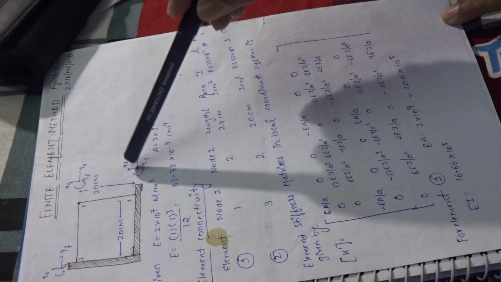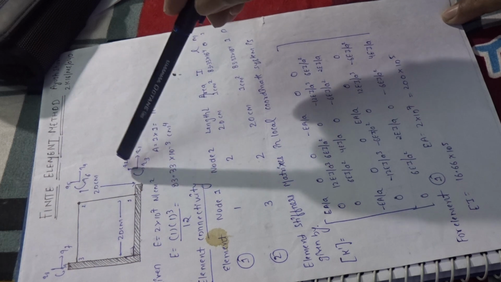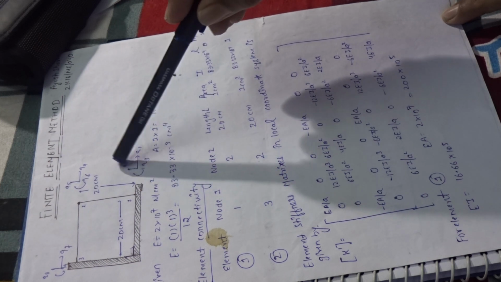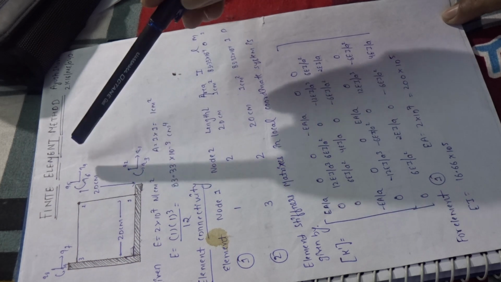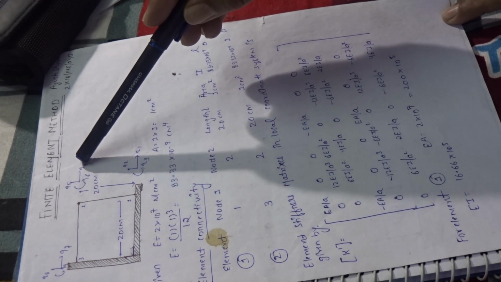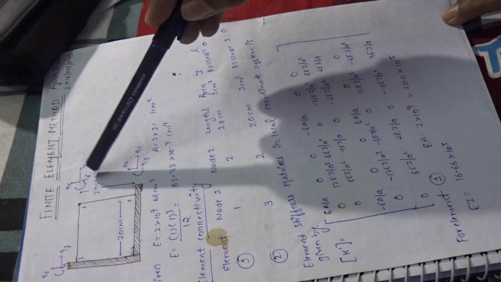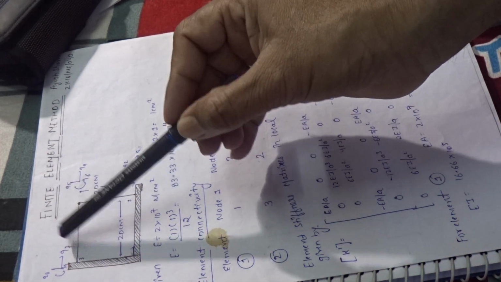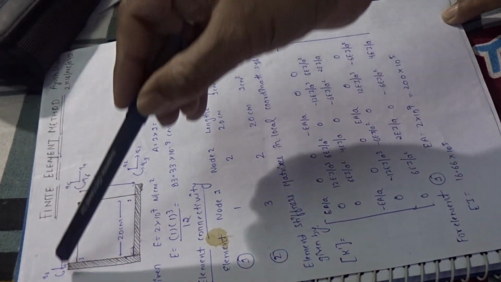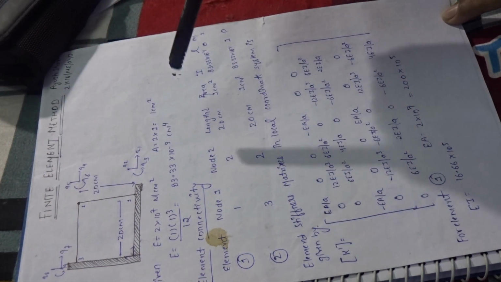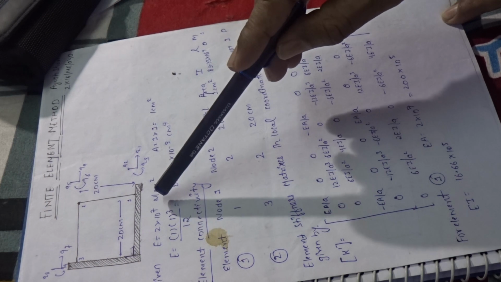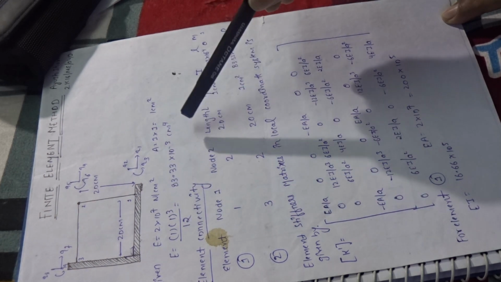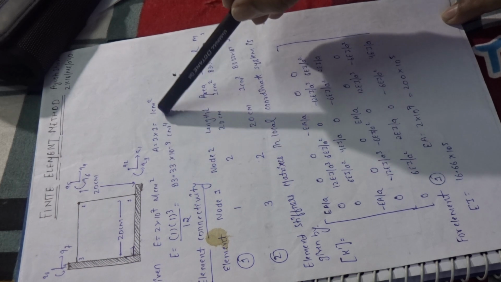The degree of freedom q1 is in the x direction, q2 in the y direction, and q3 is the slope. Similarly at node 2 we have q4, q5, q6, and at node 3 q7, q8 and q9. E is given as 2 into 10 power 7 Newton per centimeter square. Area becomes 1 into 1.